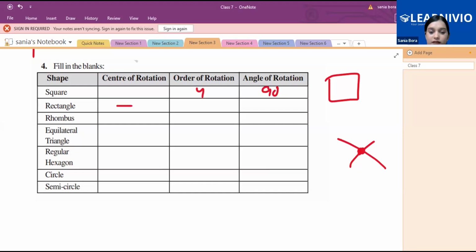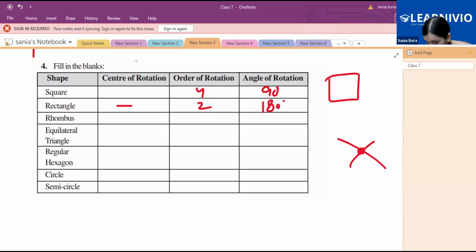Ma'am, can I tell? Yes. The center of rotation is obviously going to be where the lines meet. The order of rotation is going to be only 2, and the angle of rotation is going to be 180 degrees. Correct. Next one.